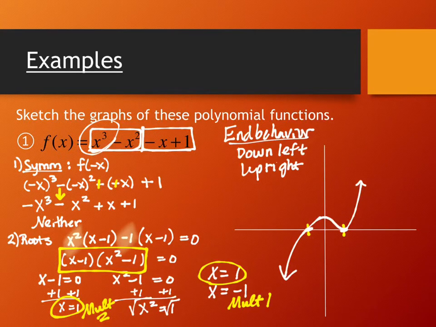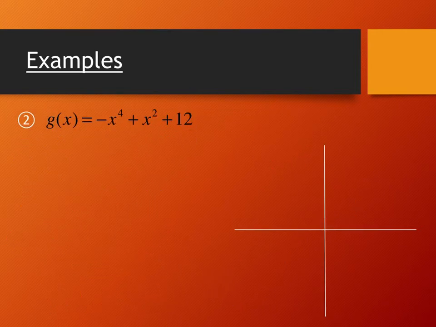Okay, we're going to do one more, and that's what we will end with today. This one, the equation is g of x equals negative x to the fourth plus x squared plus 12. So we're going to start out with symmetry. We're always going to do that. So for my symmetry, I want to try g of negative x. So here's a negative. Now I have negative x to the fourth. I have a positive. I have negative x squared. And I have plus 12.